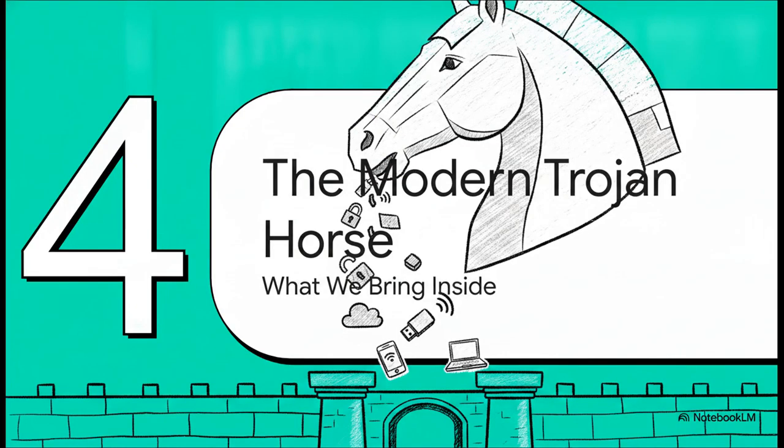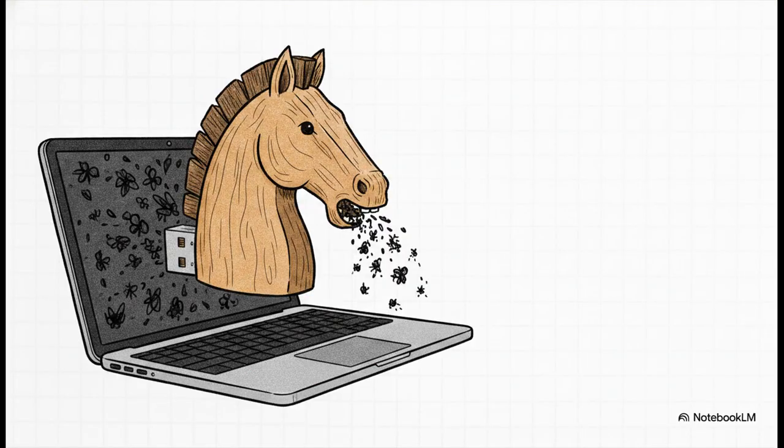Which brings us to our final section, Part 4, the modern Trojan horse, or what we willingly bring inside. I am talking about removable devices here. Portable storage like USB drives, external hard drives, memory cards, you name it. Sure, they are incredibly convenient, but they are literally modern Trojan horses.